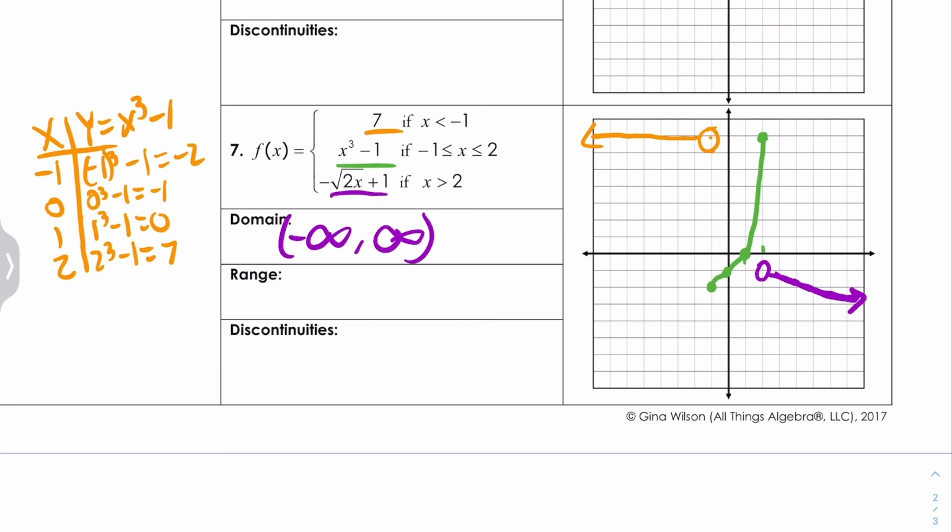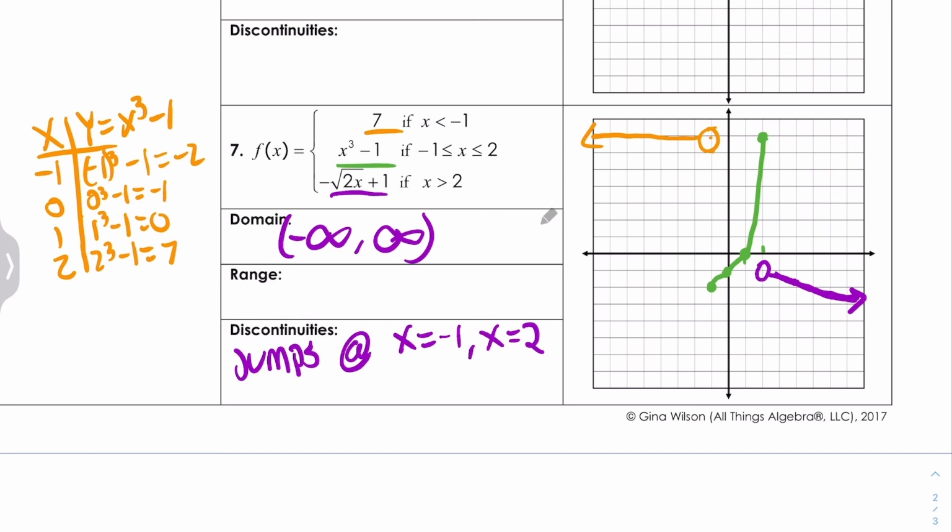The gap will happen with the discontinuities. We're going to have 2 jumps. We're going to have 1 jump at x equals -1 and a second jump at x equals 2. We jump from the orange to the green, then we jump from the green to the purple.